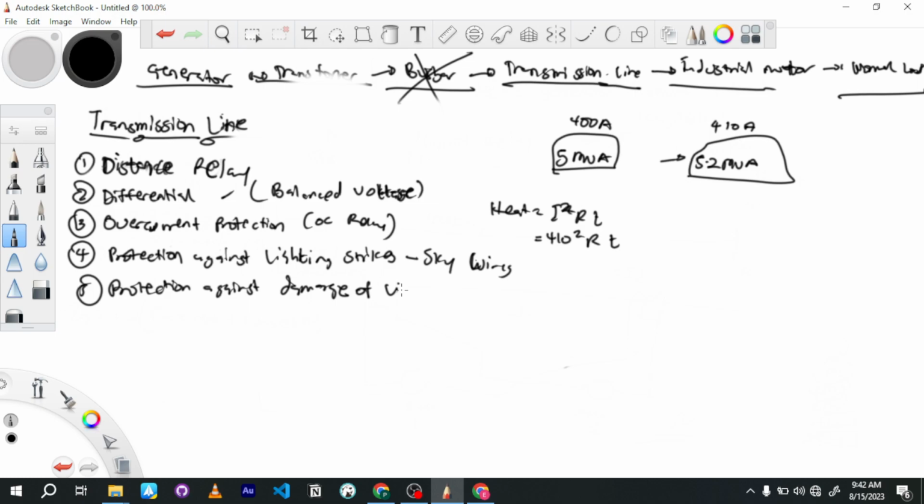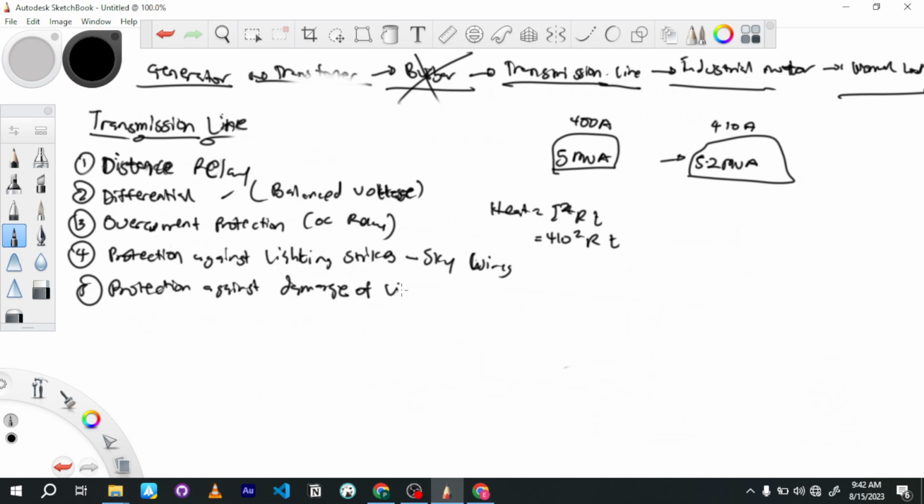You see that the transmission line protection is actually very simple. You can do calculations for distance relay, differential, balanced voltage. No, the calculation is not taught, so let's ignore that. So it's a protection, but you don't do calculations for it. Overcurrent protection, you can do calculations for.